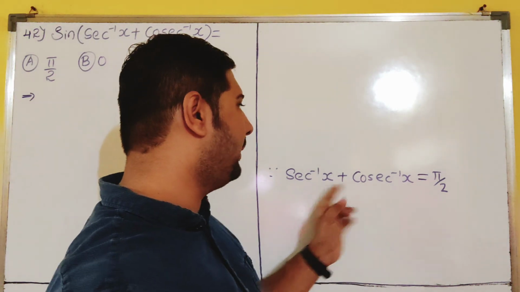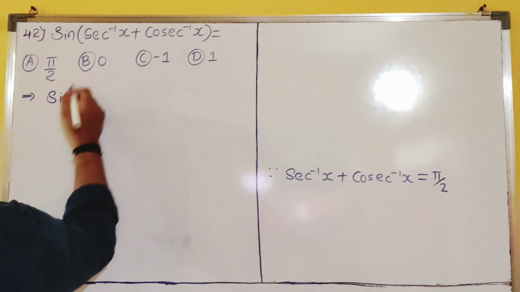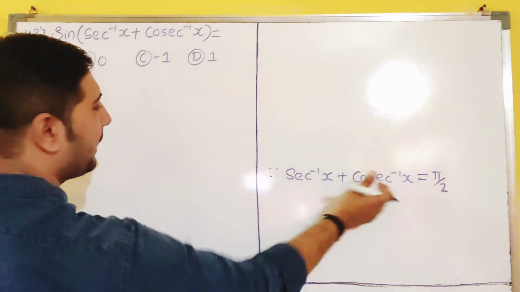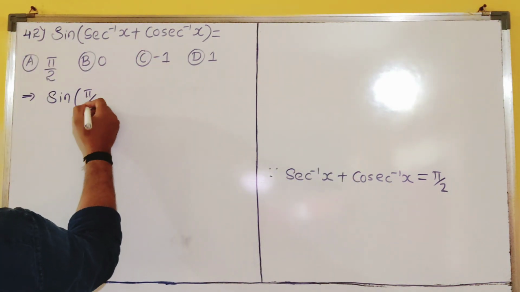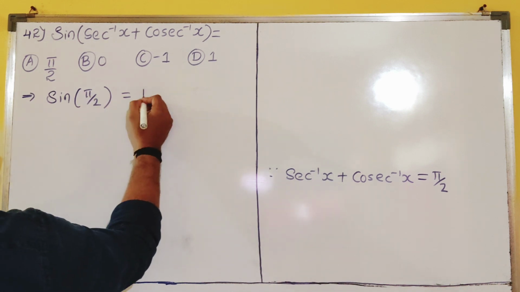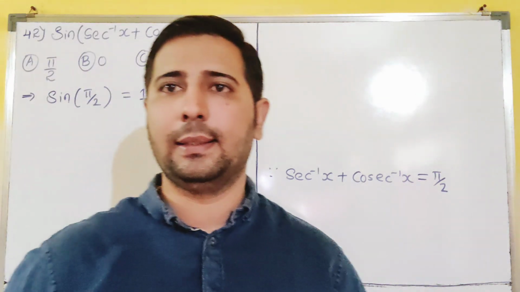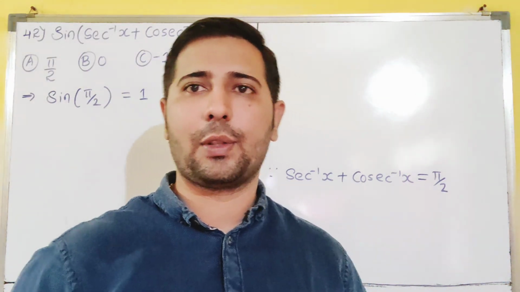So now see, this is again the same. Sec inverse of x plus cosec inverse of x is what? Pi by 2. I can write sin 90. Pi by 2 means 90. Sin 90 is 1, dear students. Option D, D for Delhi, is the correct answer. So I hope it is clear. We will go for the next question. Please copy this.